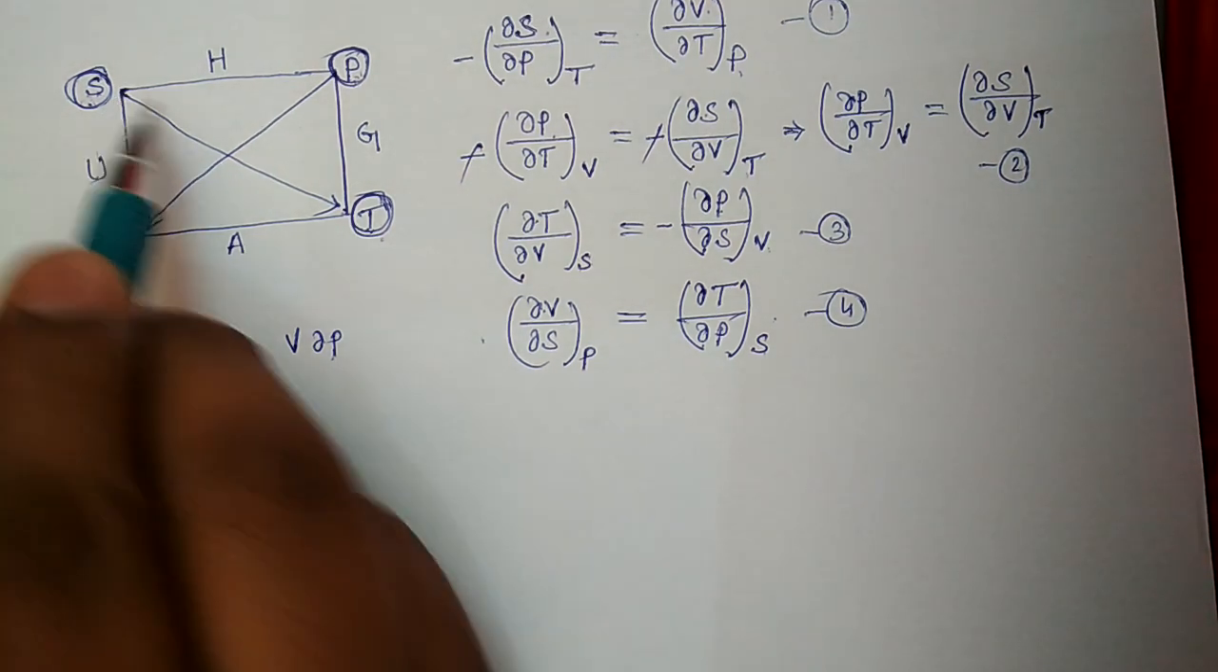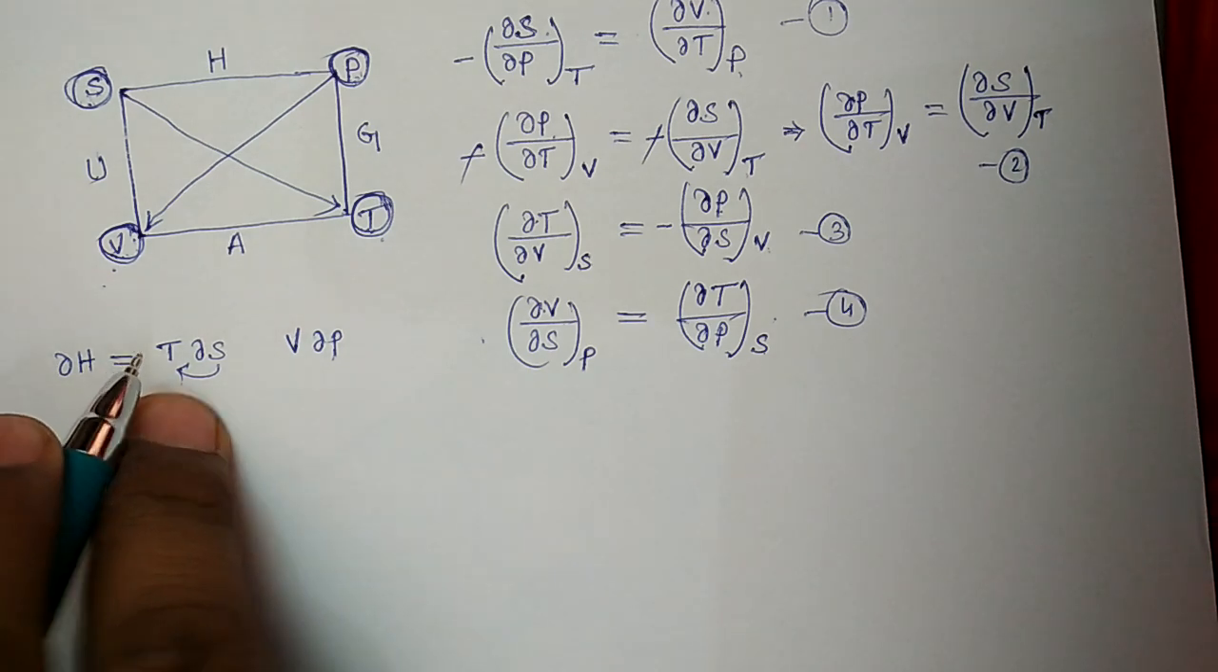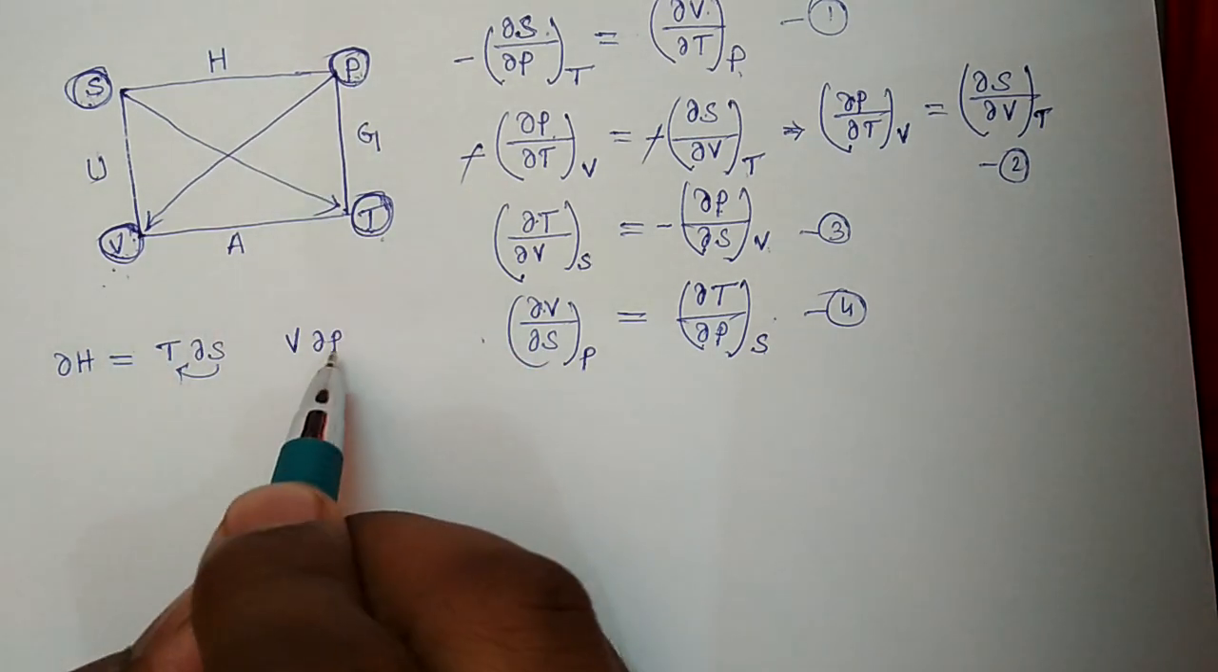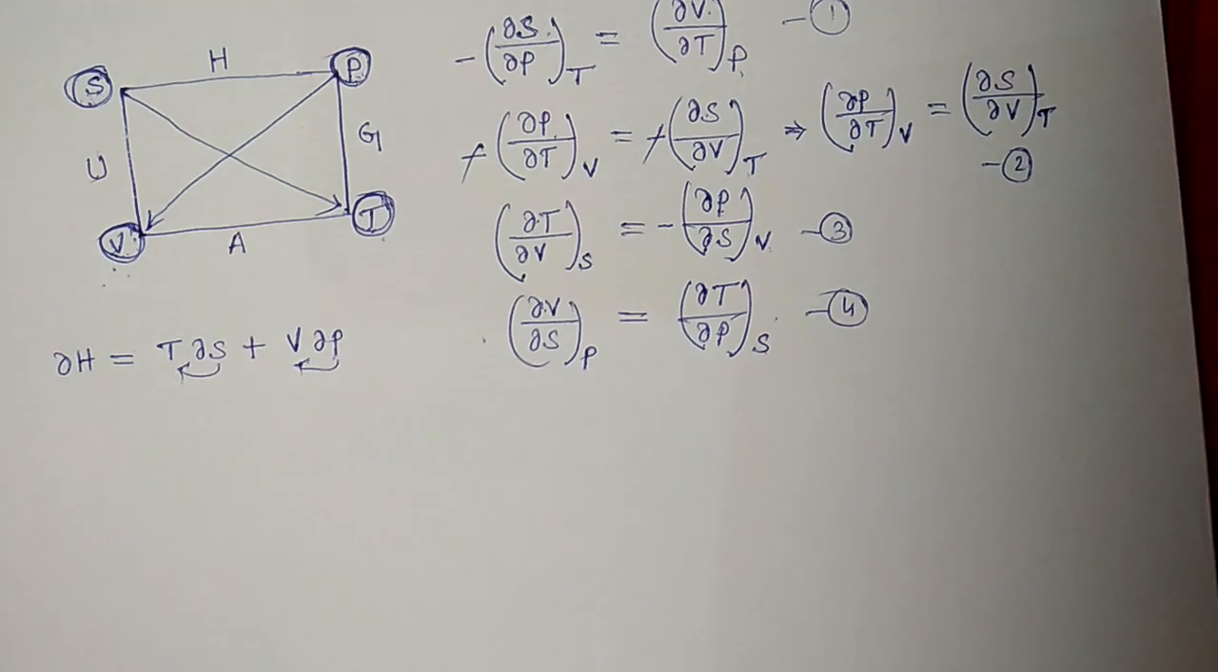Now we have to look at the arrows. The arrows go from S to T, so we need S to T. So this is a positive sign. And again the arrows go from P to V. We need P to V, so this is also a positive sign.